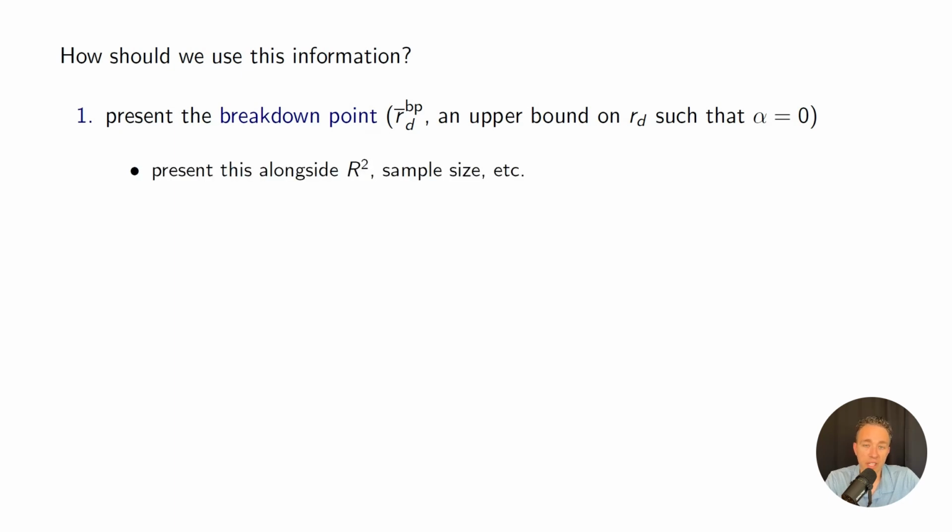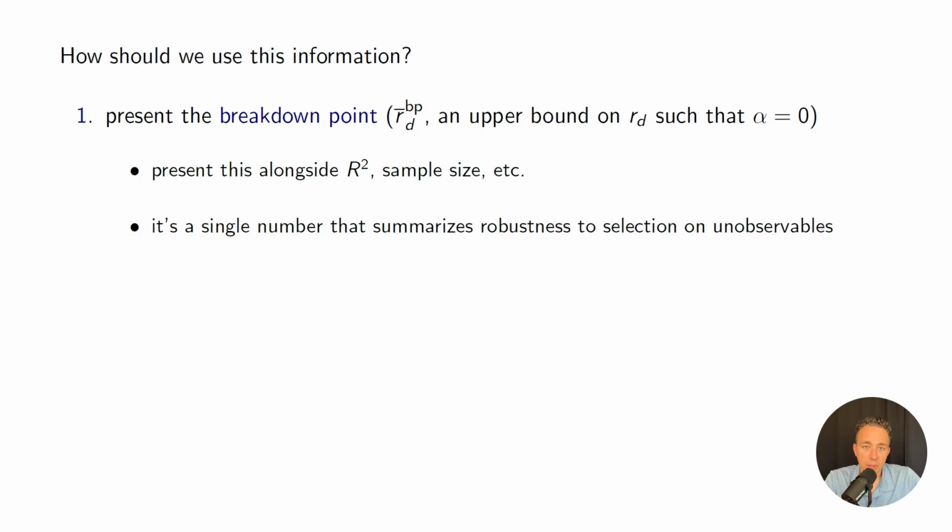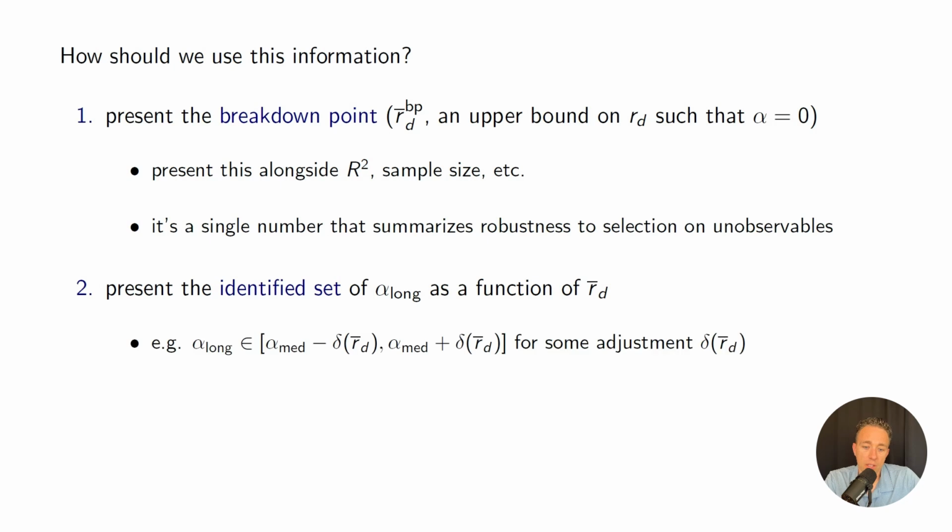And they recommend presenting this alongside the other regression statistics that we would normally report, like the sample size and the R squared. And this is a single number that represents how robust our estimate is to selection on unobservables. Another thing that they recommend doing is to present the identified set of alpha long as a function of this breakdown point.